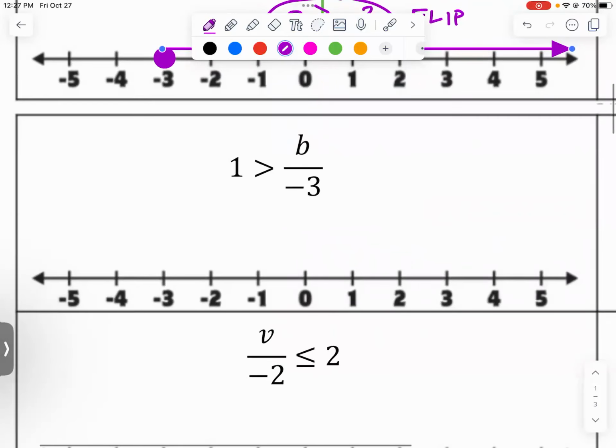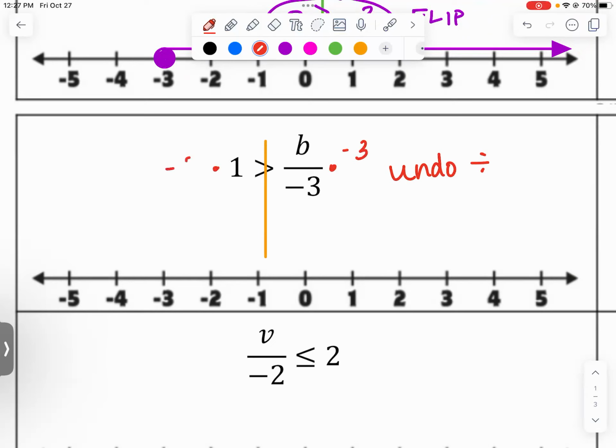All right, look at example number 3. What operation is in between b and -3? Okay, so we need to undo our division. And how do we undo division? We need to multiply both sides by -3. The division and multiplication cancel each other out. I have a b, I have a -3.